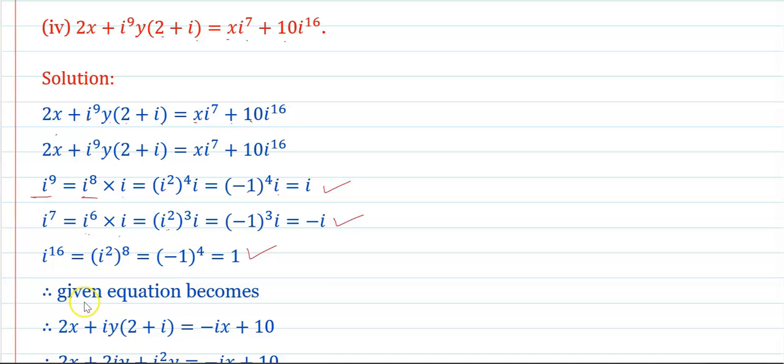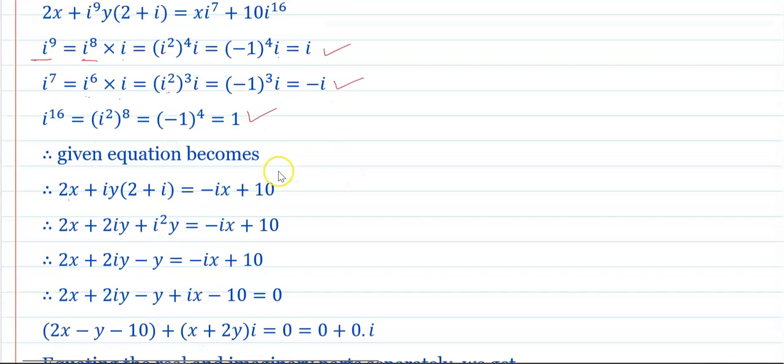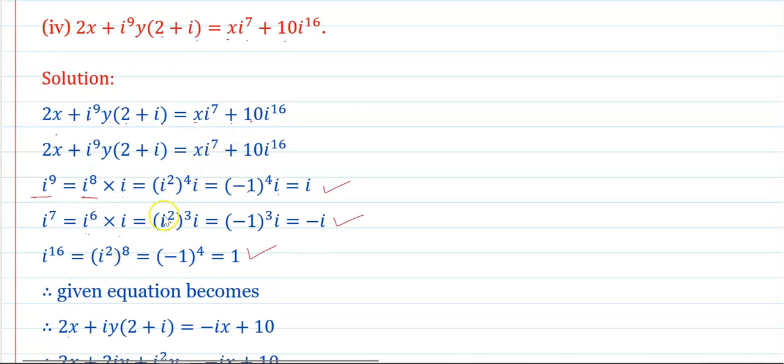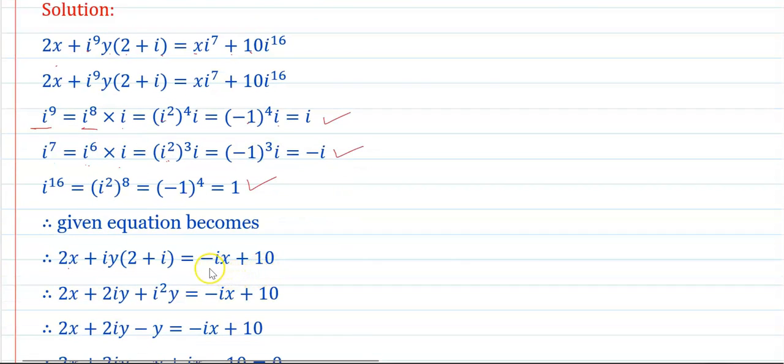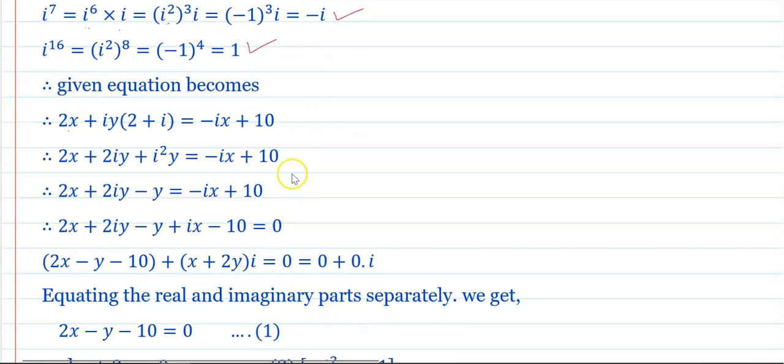Okay, the given equation becomes 2x as it is. Next, what is the value of i^9? It came to i. Therefore this is iy(2 + i). Next i^7, what is i^7? It is minus i, and therefore there is a minus ix. And last is 10 i^16. i^16 means 1. 1 into 10, that is 10. And hence this is the answer.